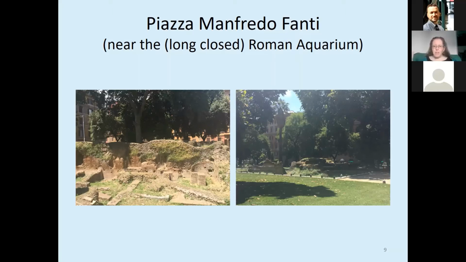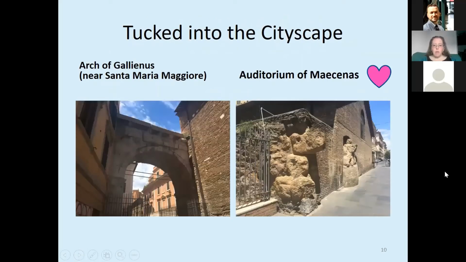They're preserved, they're there, but they don't really attract a lot of attention because I think most people aren't necessarily interested in tracing these fragments of earlier walls when there's a big fancy wall to look at further out. And we can see this again by how they are just tucked into the cityscape. So here's the next 2 pieces of wall. There's what's called the Arch of Gallienus, which might be one of the city gates from the Serbian wall. And it's just kind of tucked in the back between 2 buildings.